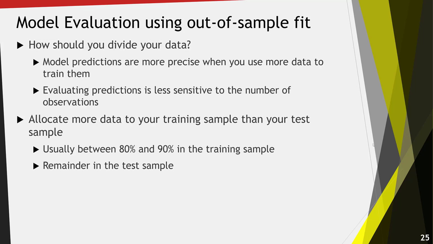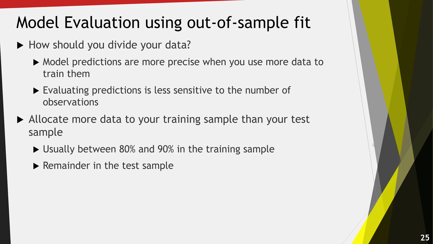So how should you go about dividing data into training and test samples? Model predictions are more precise when you use more data to train them. But evaluating predictions is less sensitive to the number of observations that you use for evaluation. This means you'd rather have a large training sample and possibly a smaller test sample. And so what you'll do is allocate more data to your training sample than your test sample.